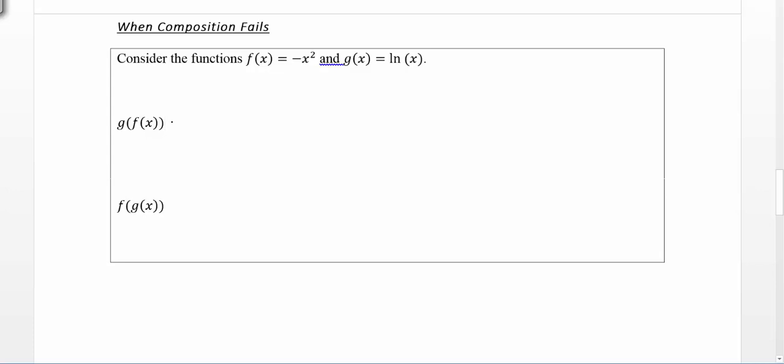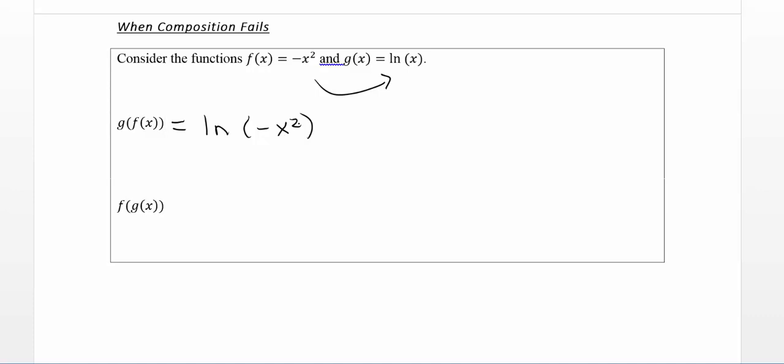If we try to compose g of f of x, we're going to be plugging negative x squared into the natural log of x. So here, we'd end up with something that looked like this. Now, if your intuition is telling you that something is wrong, then you have a good intuition, because the natural log is not defined for 0 or negative numbers, and every single result we can get from negative x squared is going to be negative. So there's no possible scenario where we could plug something in and get anything out. And if there are no values that we can get as outputs, then the composition has failed.